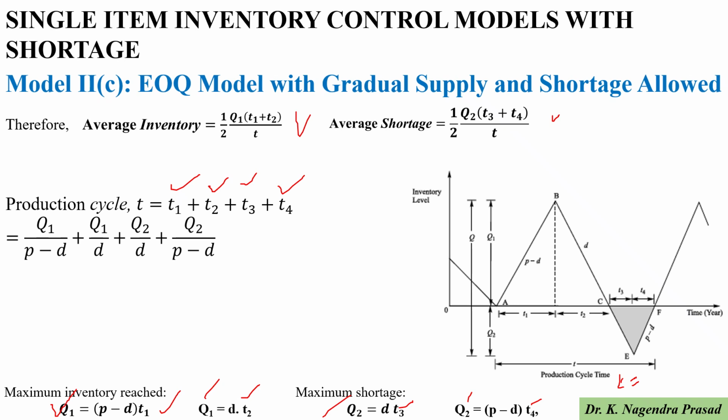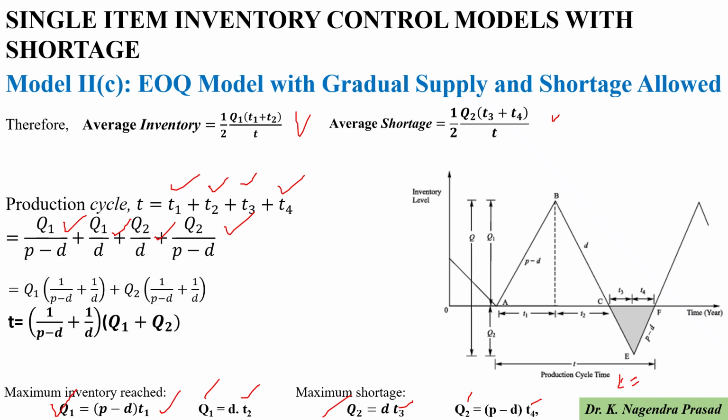From these we can write the production cycle time t equals T1, where T1 equals Q1 divided by (P minus D). Similarly, T2 equals Q1 by D, T3 equals Q2 by D, and T4 equals Q2 divided by (P minus D). So this equation can be written as the production cycle time small t equals (1 by (P minus D) plus 1 by D) into (Q1 plus Q2).